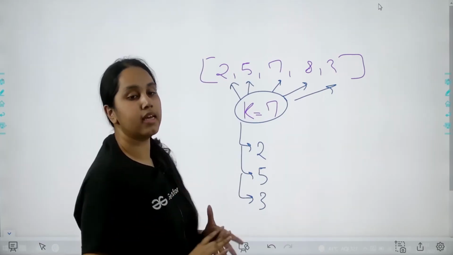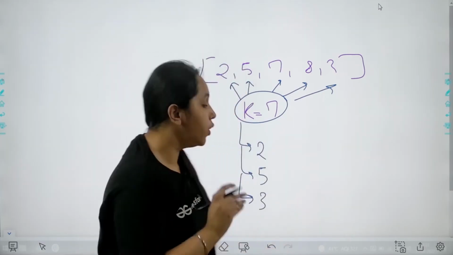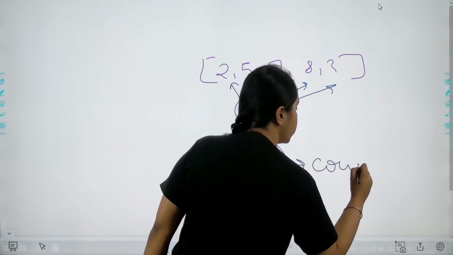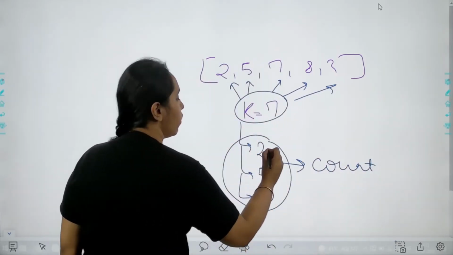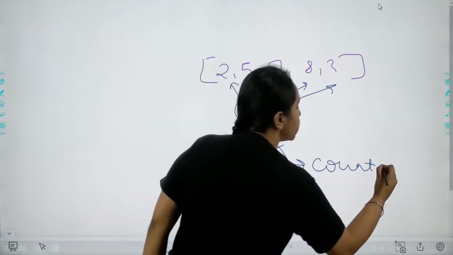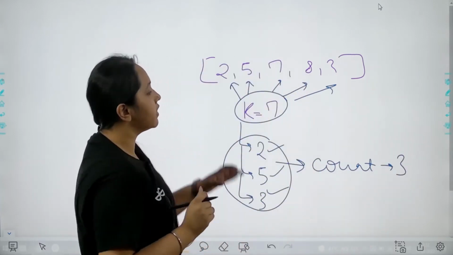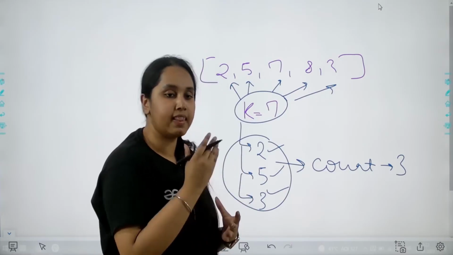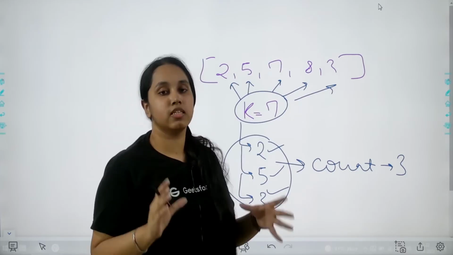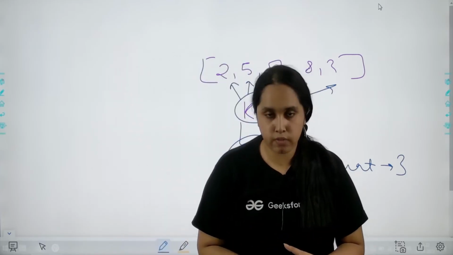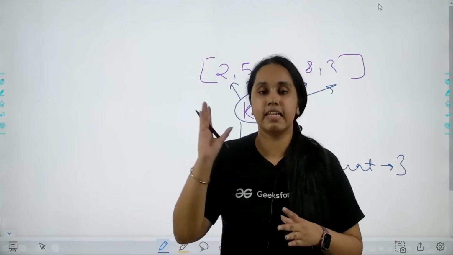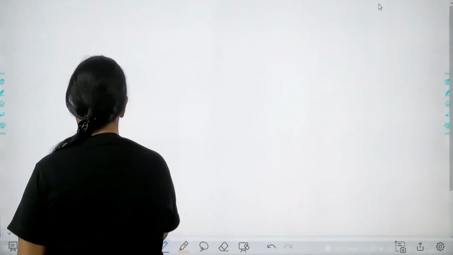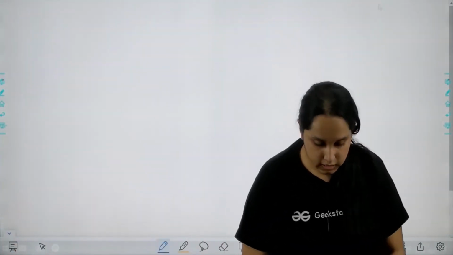So we need to find the elements which are smaller than the k value. Once we find these elements, we need to tell the count of them. So right now the count is 1, 2, 3, so the output for this would be 3. This is what we have to do: find the smaller elements and then just count them. This is the question we have to solve, and now let's move forward to the solution. One minute, let me clear this screen.